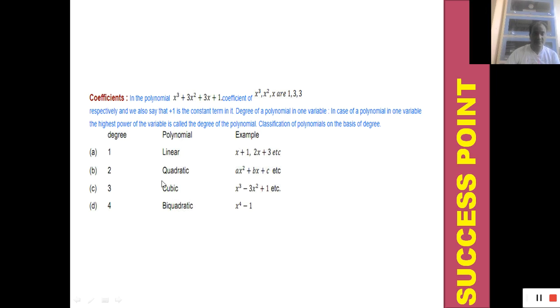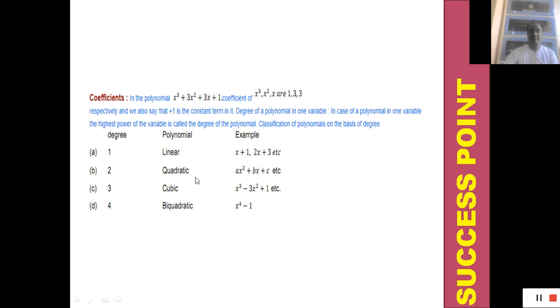Now we discuss degrees. Equations are of many types: first degree, second degree, third degree, fourth degree, which is specified for the polynomial. If the degree is 1, then the polynomial is said to be linear. Examples are x plus 1, 2x plus 3. Here the power of x is 1, hence this algebraic expression is said to be linear.